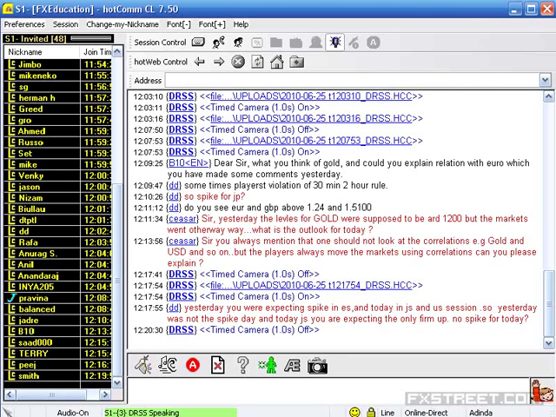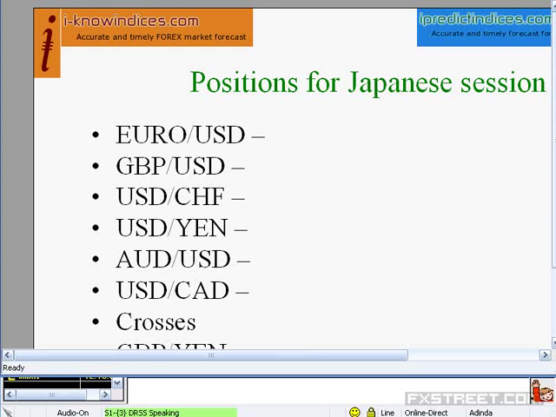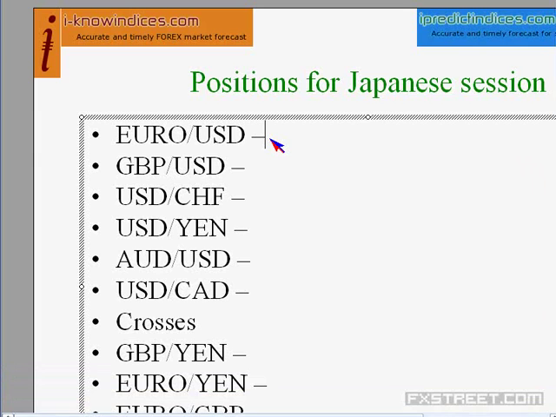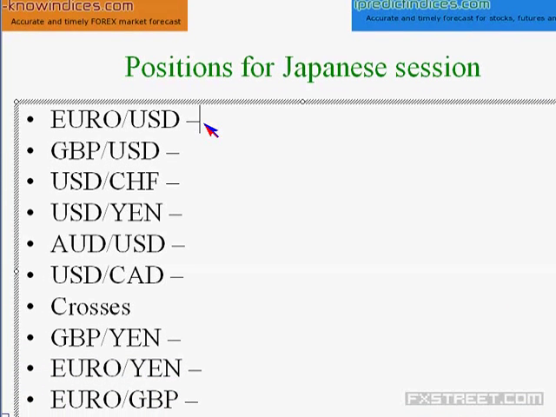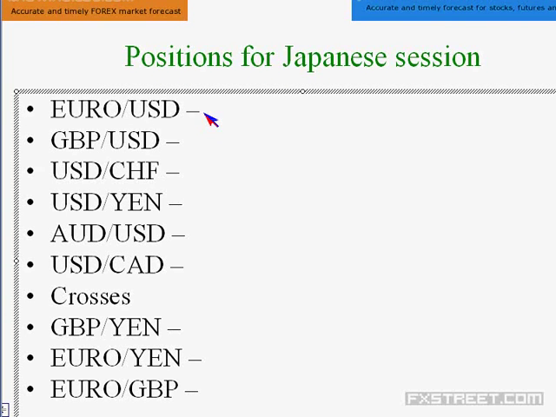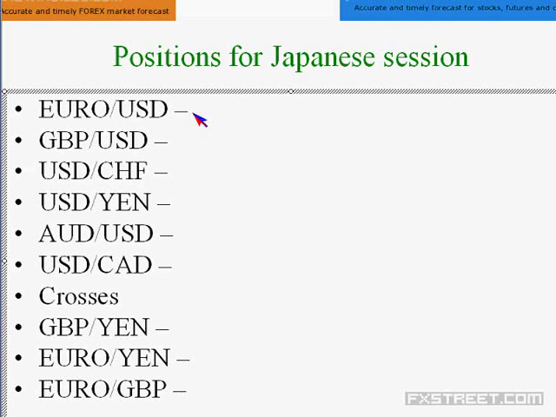strategy. So let me just focus the camera over the current page, the positions for the Japanese session. I will now give the levels for entry with regard to the different currency pairs, and also where exactly the entry stop has to be placed.